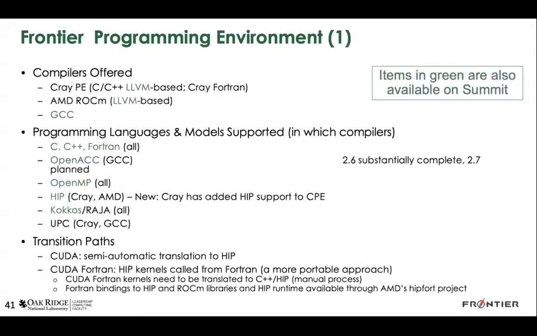So to summarize, the compilers offered will be Cray, AMD, and GCC. The programming languages and models supported would be C, C++, Fortran, and OpenACC, only in GCC is planned. OpenMP across all, that means Cray, AMD, GCC. HIP from Cray and AMD, Kokkos supporting all, and UPC only for Cray and GCC.